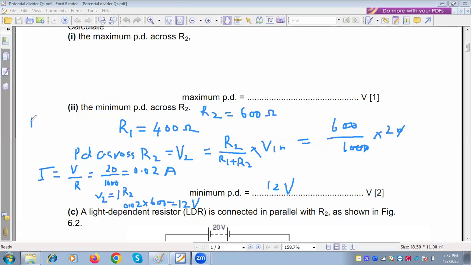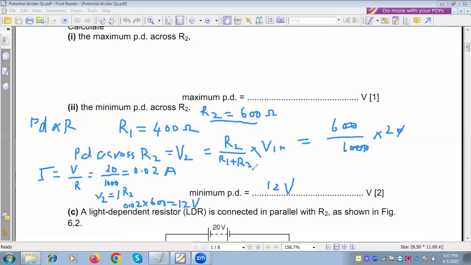So the PD will be directly proportional to R. The greater R, the greater will be the potential difference across that. Since R2 is the greater resistance, the charge uses 12 joule of energy. 12 volt means 12 joule per coulomb. Every coulomb of charge uses 12 joule of energy while passing through R2.